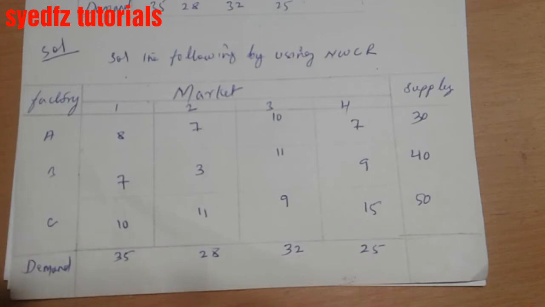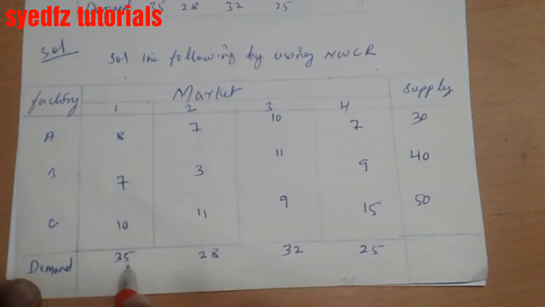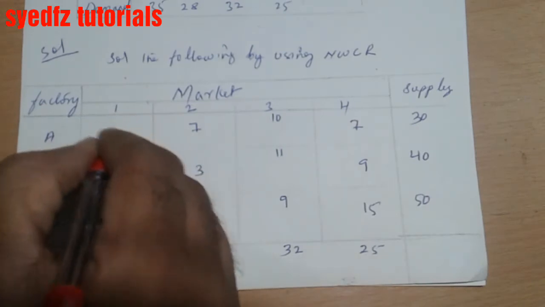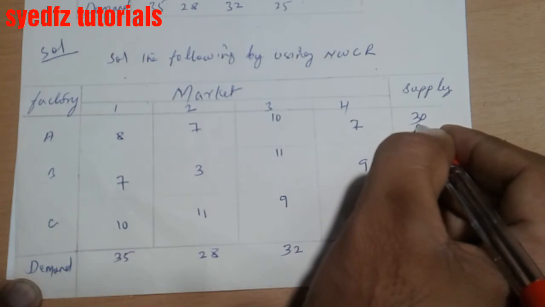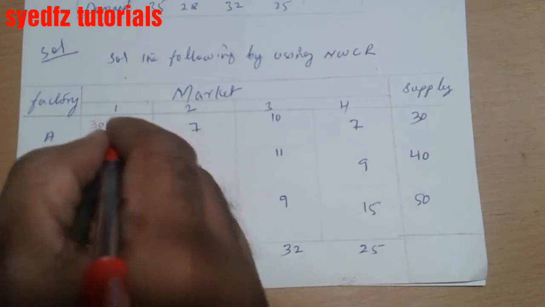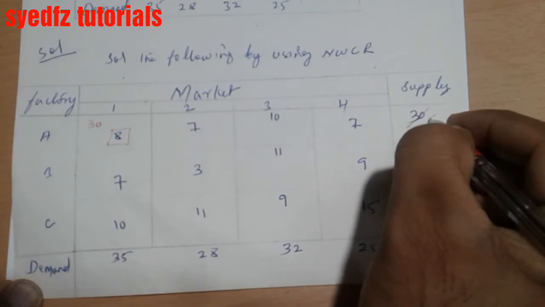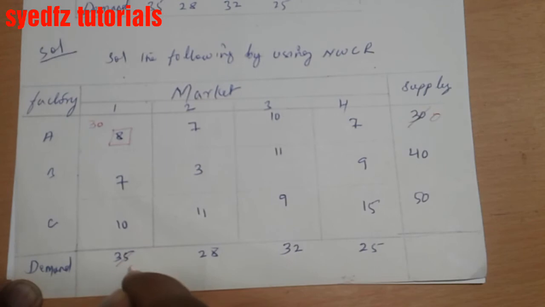In the northwest corner, the problem always starts from the left side. What is the demand here? The demand is 35. But how much supply is available? 30. So how much can we give? For 35 demand, we can only give 30 supply because we have less supply. So allocate 30 supply to 8. Supply is now totally 0, and the remaining demand is 5.